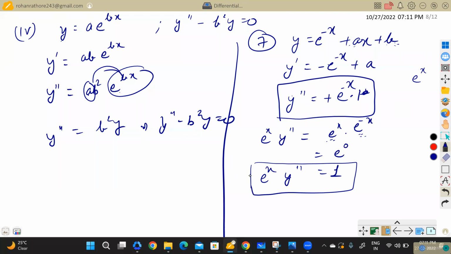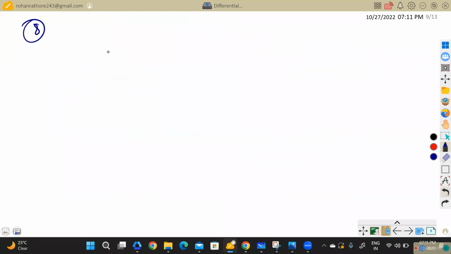So let's see the eighth one. The eighth one looks a little bit difficult. Let's see. So the eighth one is y is 2 times x square minus 1 plus c e raised to the power minus x square. So we'll do the same thing again. We'll make the differential equation from the solution. So here we can see there is only one arbitrary constant c. So we're going to differentiate this only once.